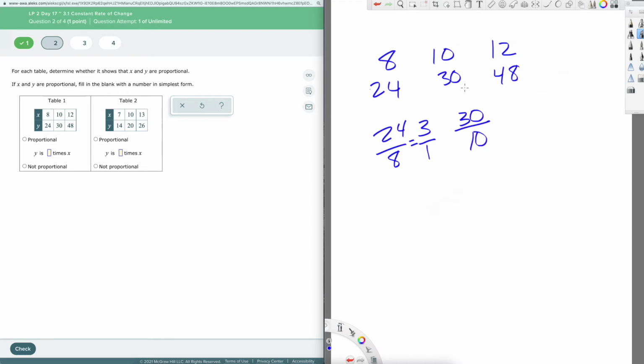So remember, this is the x column, this is the y column. That's why I keep doing it, and it's always y on top and x on the bottom. So they can both divide by 10, right? And I can just cross the zeros off, and I'd end up with 3 over 1.